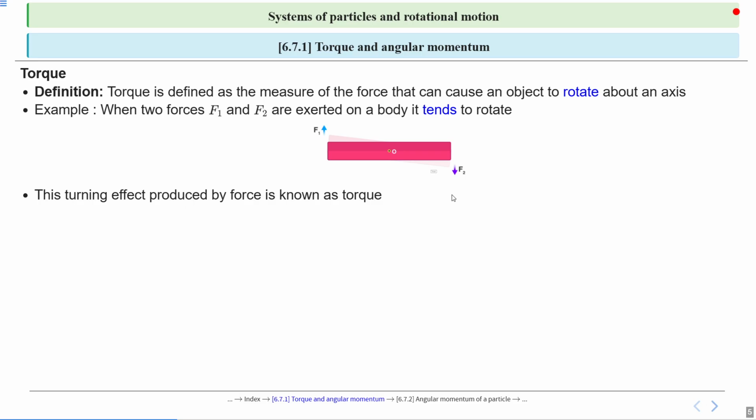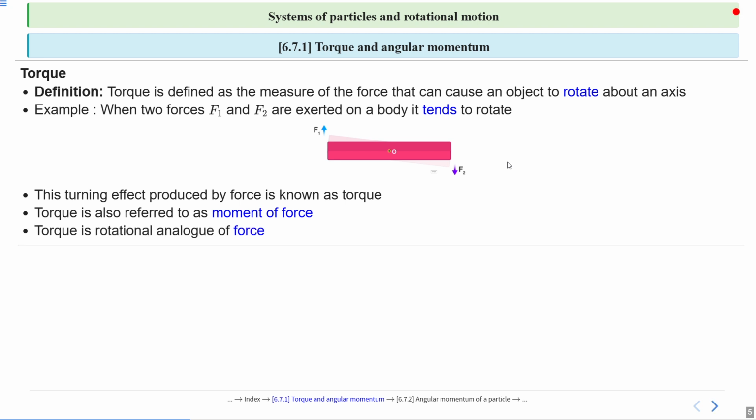So there is a turning effect because the forces act in opposite directions. The turning effect produced by the force is known as torque from the axis of this object or body. So torque is also referred to as a moment of force. Moment of force is equal to the turning effect of force. Or we can say torque is a rotational analog of force because here it is produced due to opposite forces at the corners of the object.